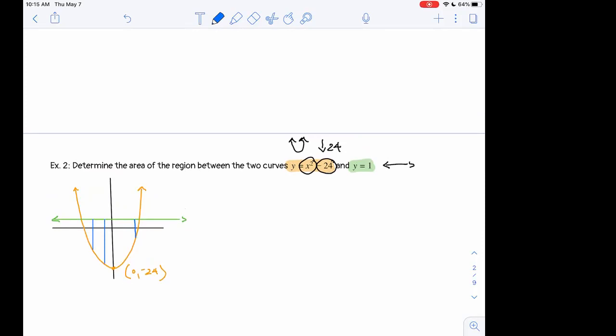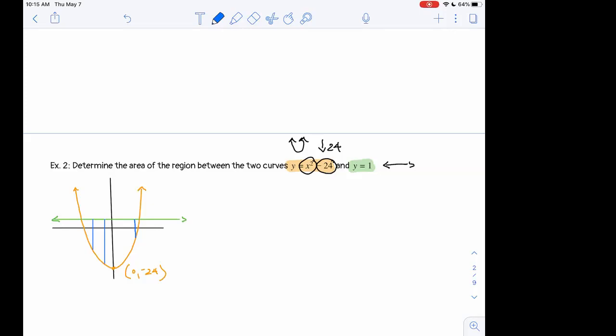And when I draw vertical rectangles, what I'm telling whoever's looking at my work, or what I'm telling myself, is that I want to use dx, and therefore I need to have a top curve and a bottom curve. And so when I look at all three of these blue rectangles, what's the top curve? y = 1. Yeah, it's the green one, right? It's y = 1. And the bottom curve is the orange one.